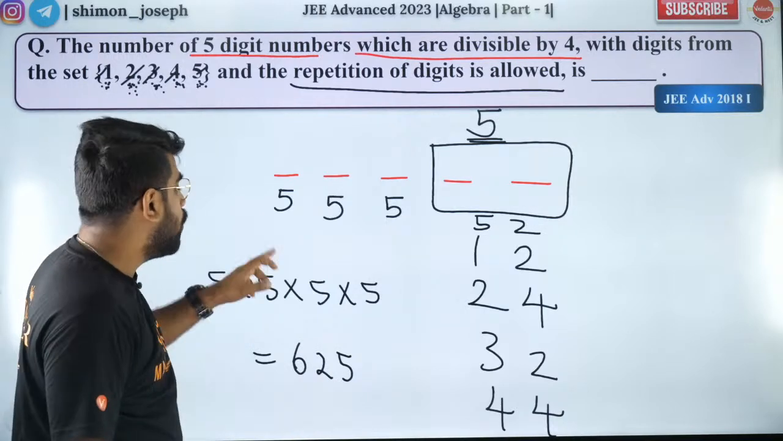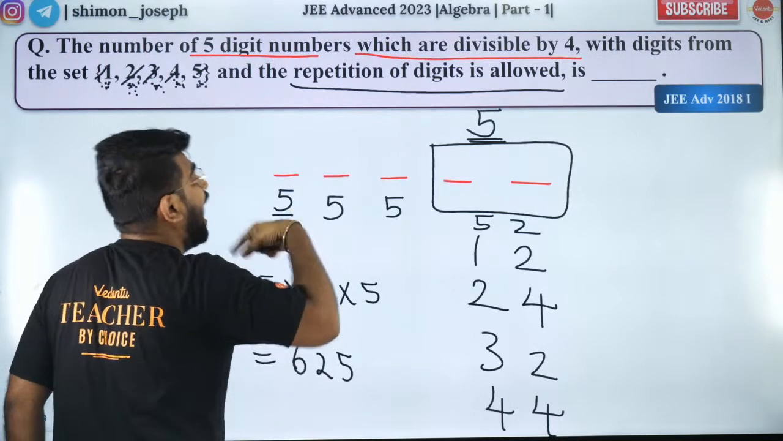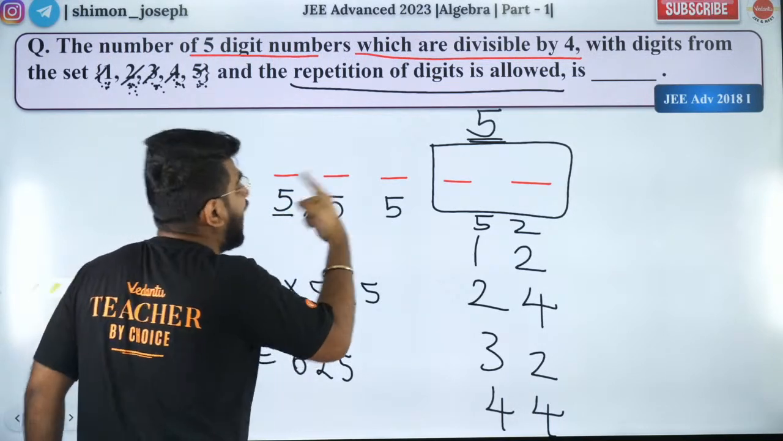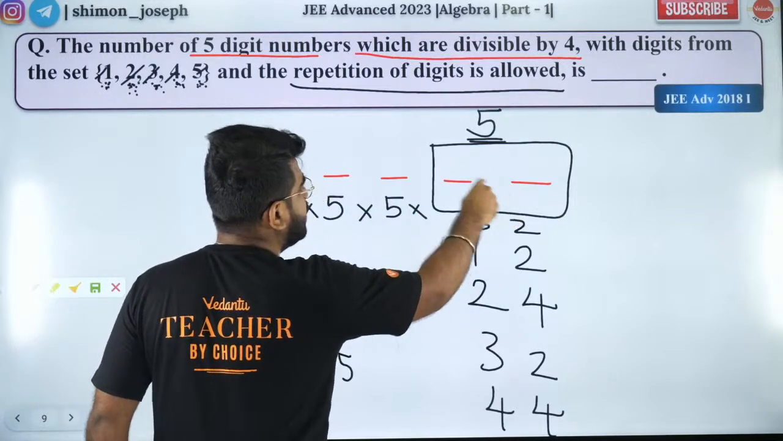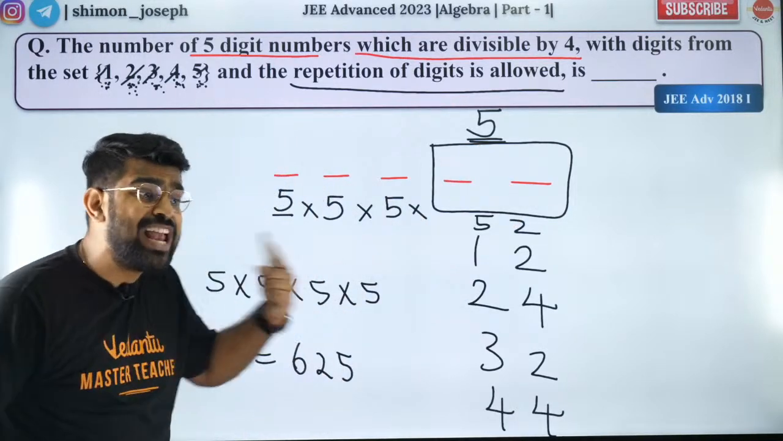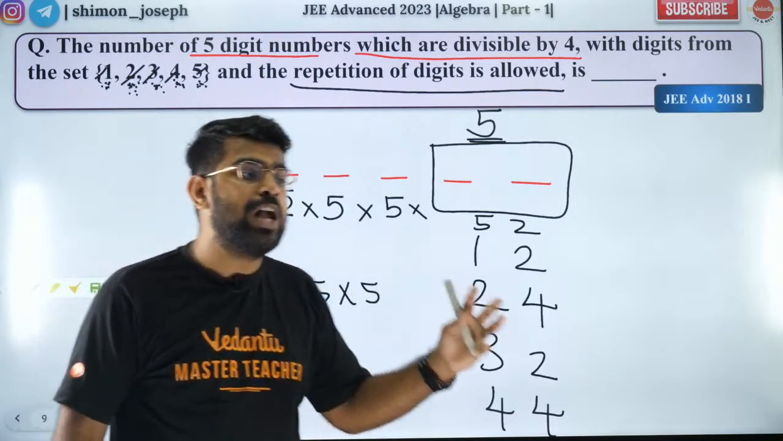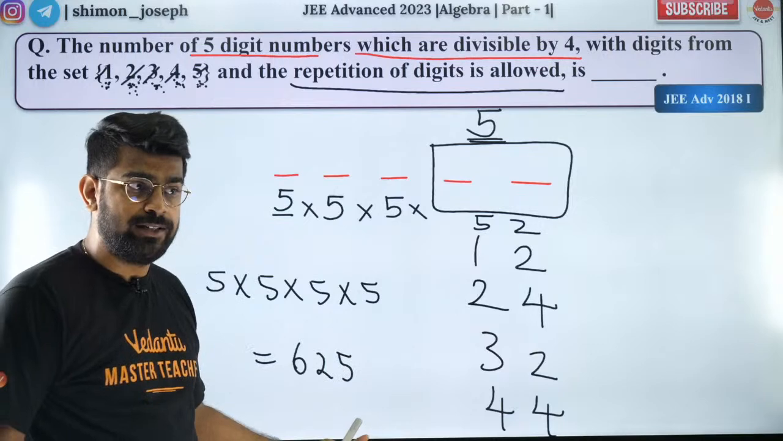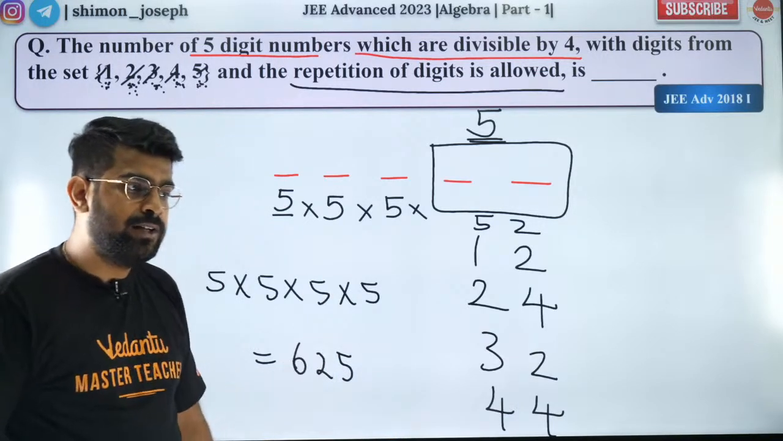How 625? Why are you multiplying, sir? Because first digit 5 options and second digit 5 options and third digit 5 options and fourth and fifth digits 5 options. So when I say and, I multiply. I hope you guys are clear. Did you all like it? So shall I move forward? Everybody cool with this? Very good.